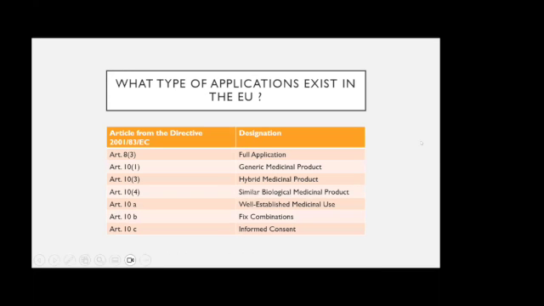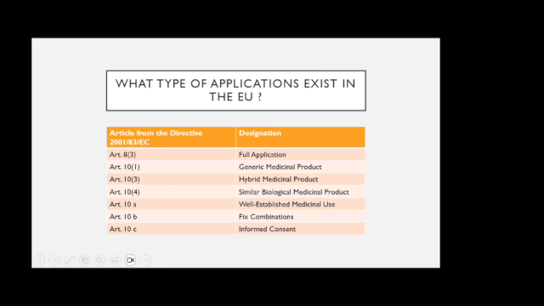What types of applications exist in the EU? Well, we have these several articles that are from the directive 2001/83/EC. The first one, Article 8.3, is a full application, which means that the company needs to present quality, preclinical and clinical data, so with all the data gathered and provided by them.